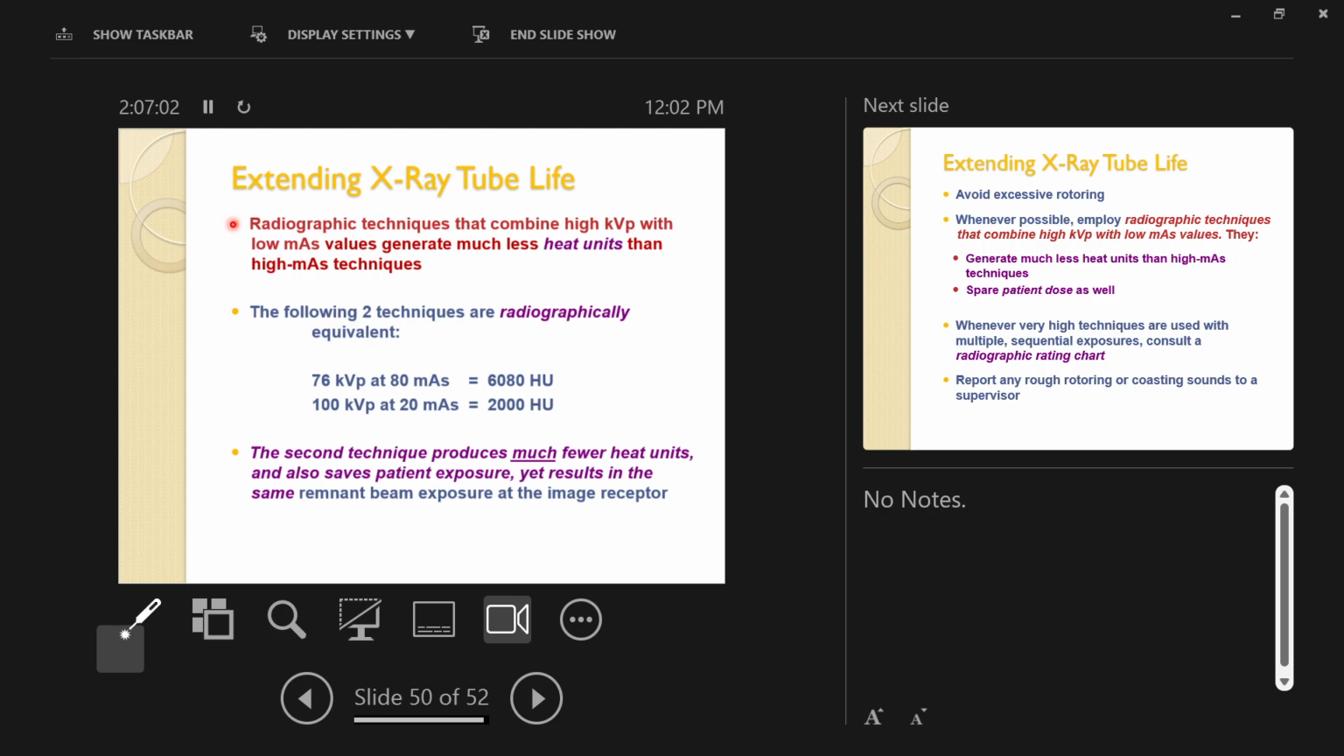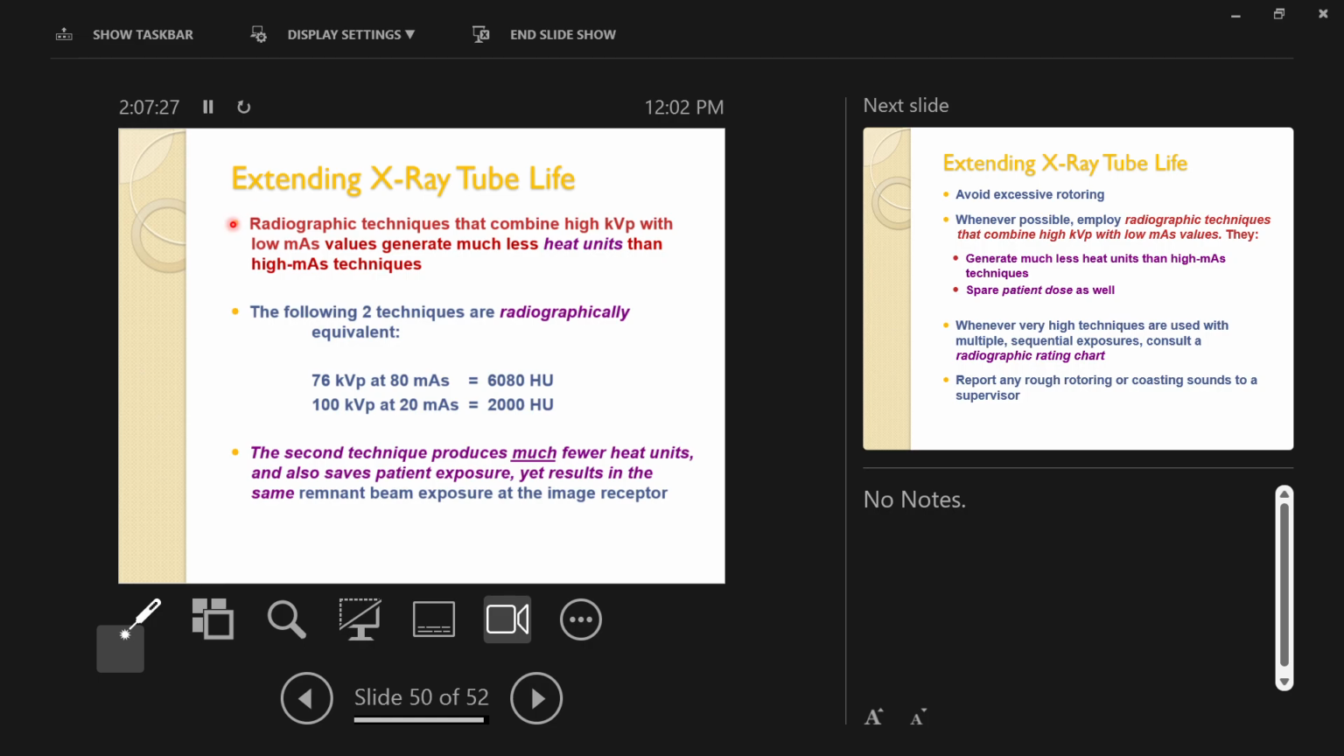Here's another thing. Radiographic techniques, whatever setting you make for an exposure, that combine high kVp and low mAs rather than low kVp and high mAs would generate fewer heat units. kVp times mA times time is your number of heat units produced. By the way, it's just kVp times mAs would be another way to think about it.